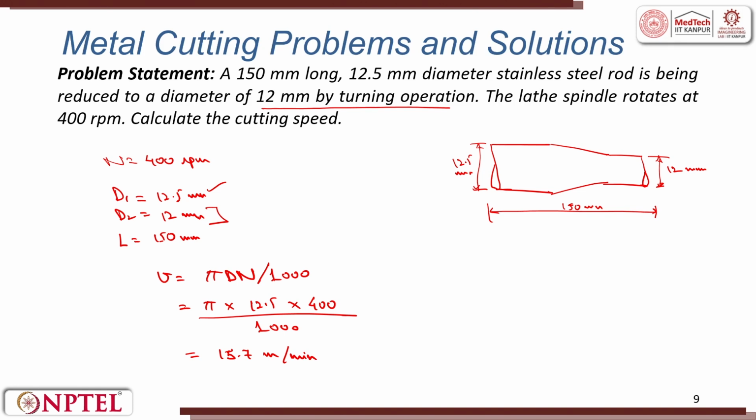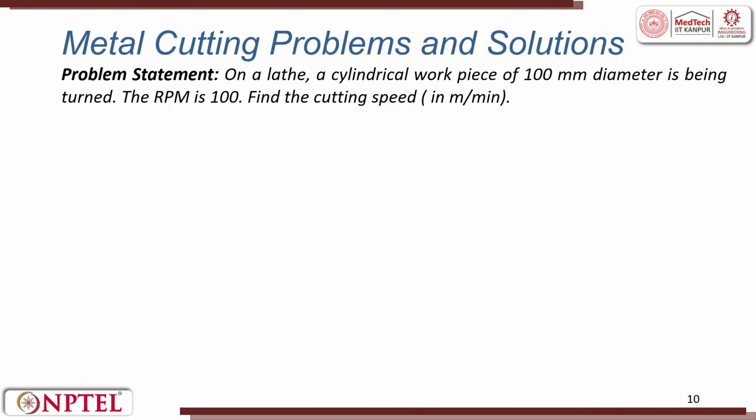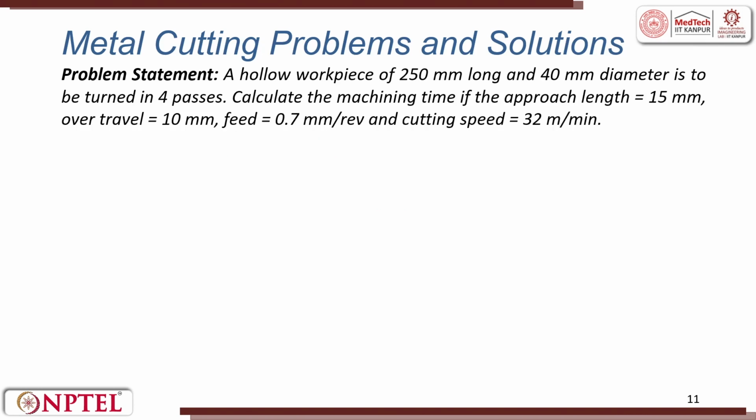Another problem statement tells that on a lathe, a cylindrical workpiece of 100 millimeter is being turned. The RPM is 100. Find the cutting speed. Simply, you can calculate the cutting speed here using the formula V is equal to pi dn by 1000. You can calculate it by yourself. I'll just give you the solution. The solution will give you V is equal to 31.41 meters per minute.